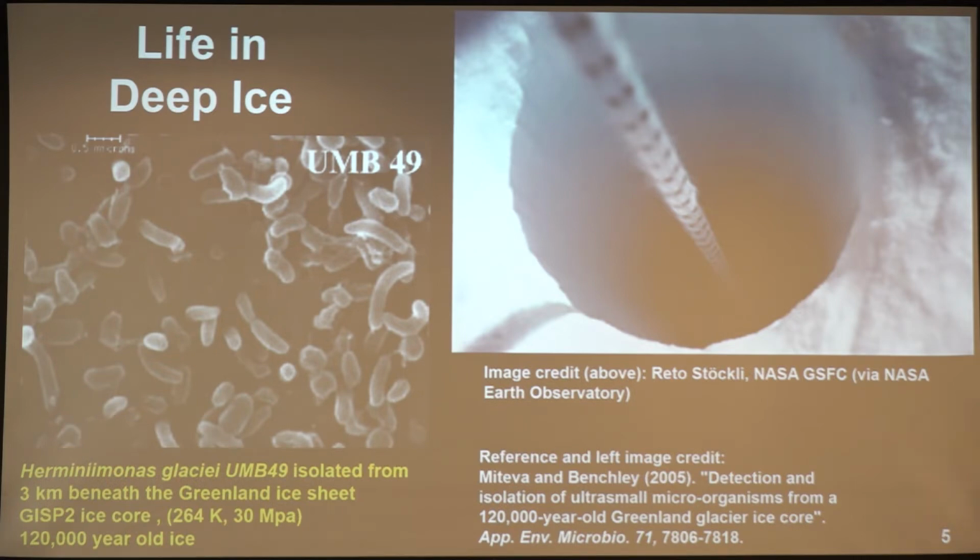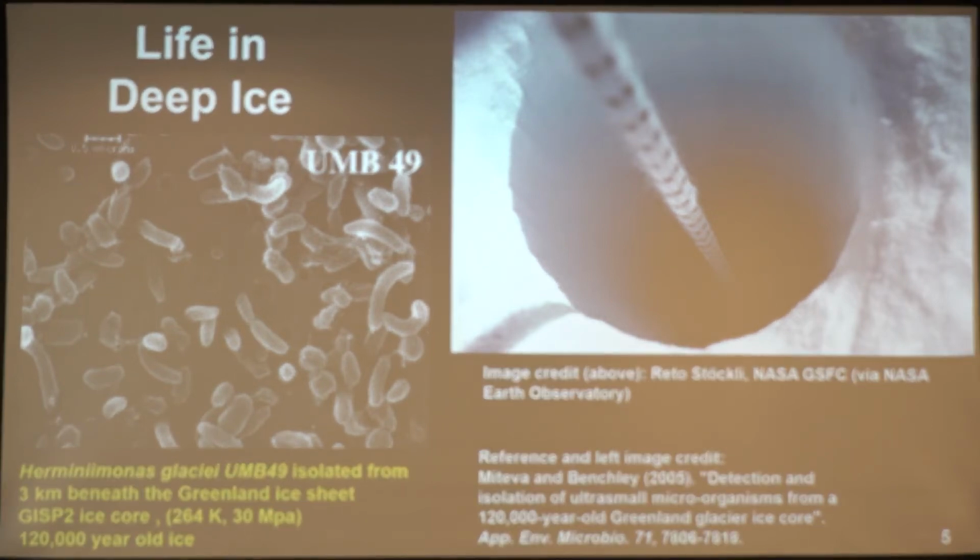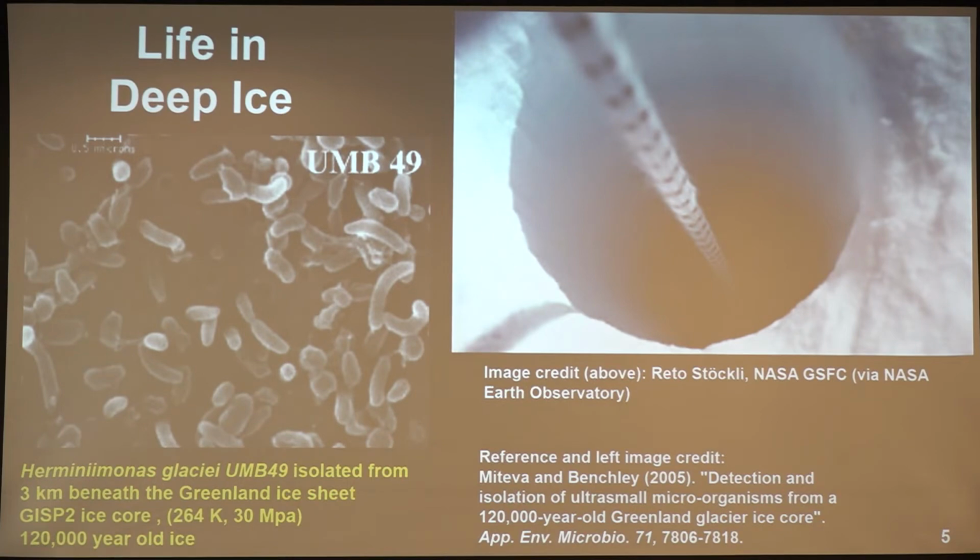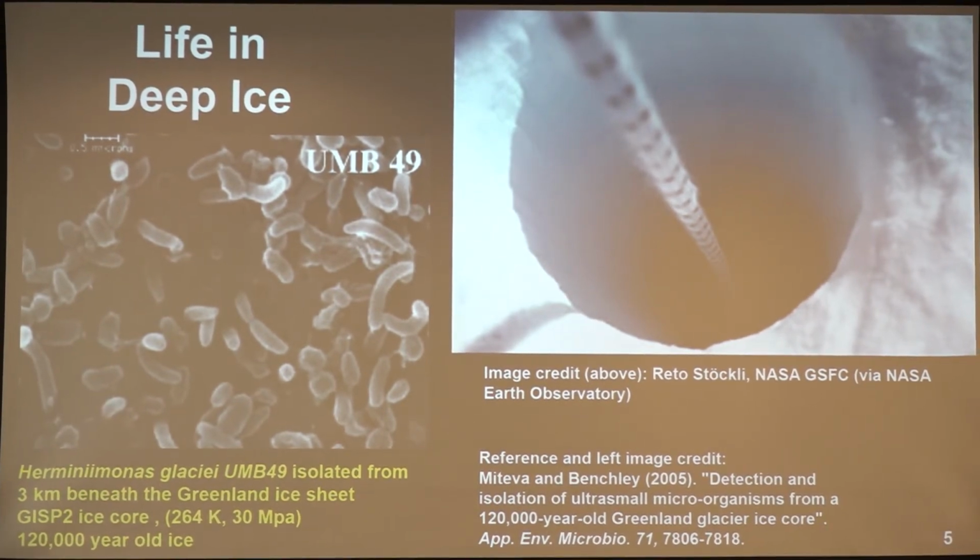And a couple of numbers that I want you all to remember are 264 Kelvin, which is maybe minus 10 degrees Celsius, and 30 megapascal. So it's under quite a bit of pressure down at the base of the Greenland ice sheet, but they're able to isolate microbes in there. When we're thinking about other ocean worlds where the gravity is less, that 30 megapascal is right about the transition zone where you have the convective ice and the brittle ice.